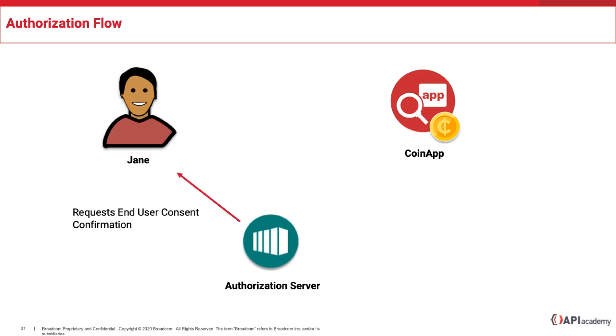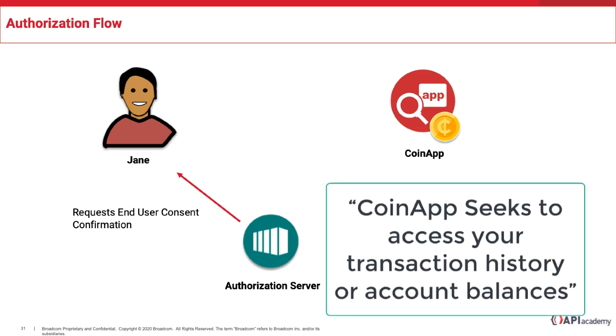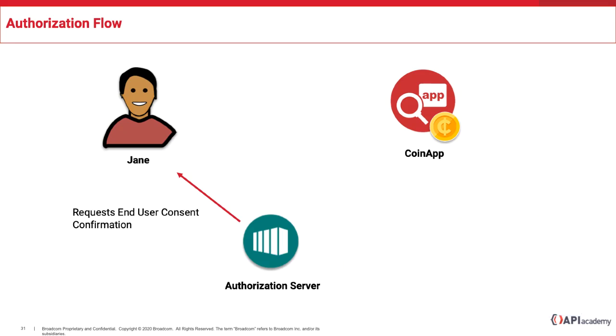The authorization server asks Jane to authorize CoinApp's access to her bank account. If the authorization server is a social media account, Jane may be asked something like this: CoinApp seeks to access your transaction history and account balances. Do you allow it? Jane has the option to grant or deny access. In this case, Jane grants access to CoinApp.